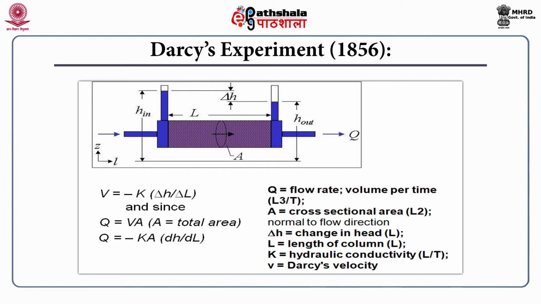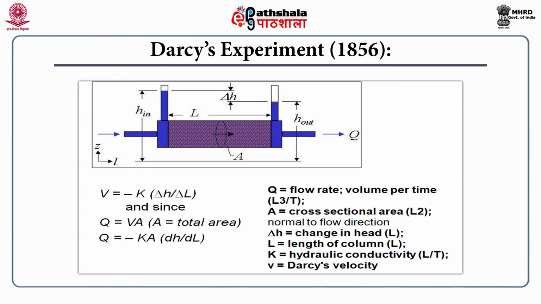This is the picture which shows Darcy's experiment. You can see here a horizontal soil column filled by a porous media having an inner cross section capital A. The total length of the column is capital L, the head at inlet is H in, and the water head at the outlet is H out. Because the head at inlet is high as compared to the head at outlet, the groundwater is going to flow through this column from left to right, producing a discharge of capital Q.